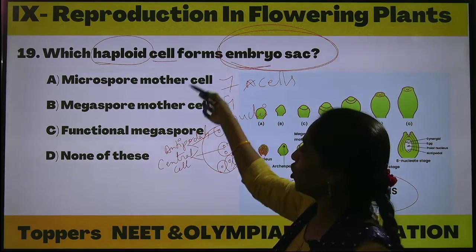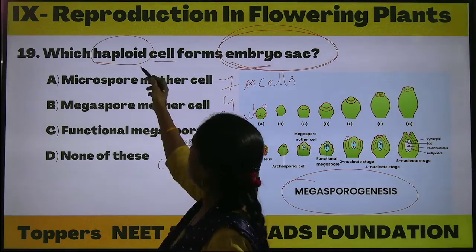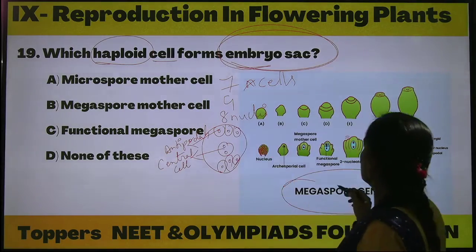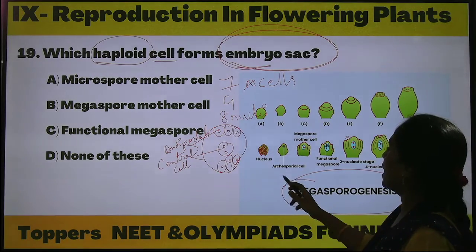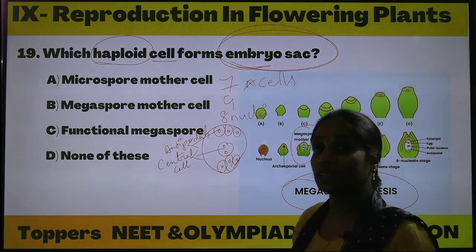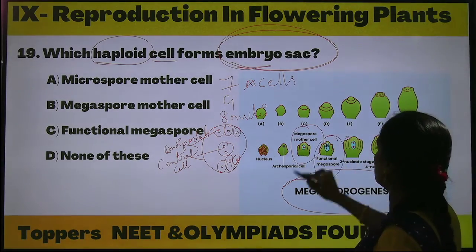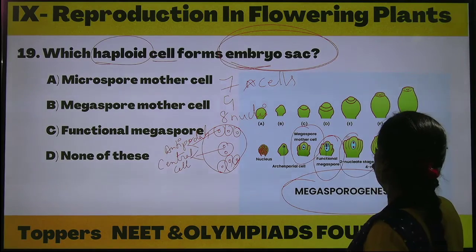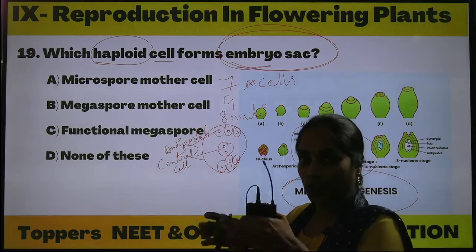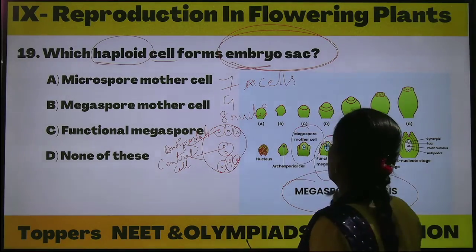Okay, so out of all these, which is the correct option? The megaspore mother cell is the haploid cell which forms the embryo sac. In the picture you see the nucleus and the archesporial cell. What forms first? The megaspore mother cell. Within the nucellus it forms first, and then the functional megaspore. Next we can observe the second nucleate stage, nothing but the formation of 2 nuclei, followed by mitotic cell divisions in the embryo sac.